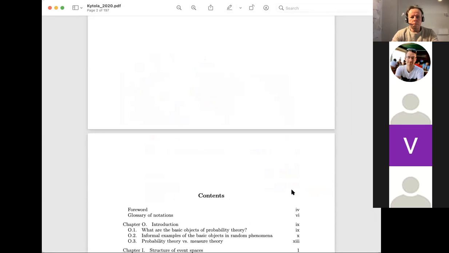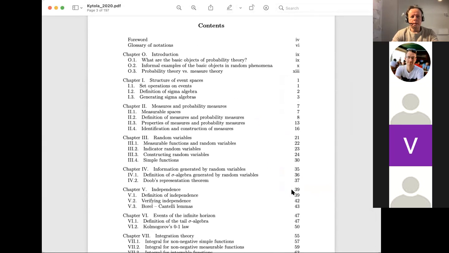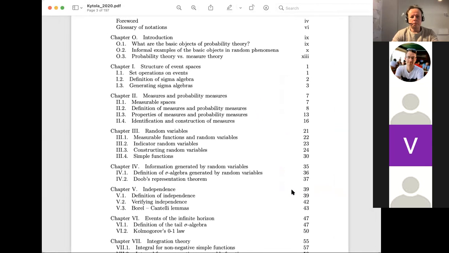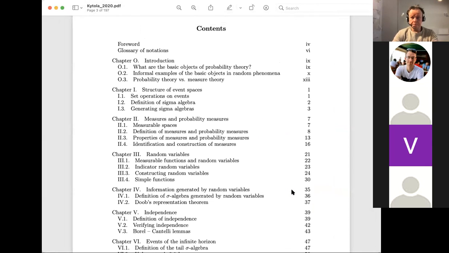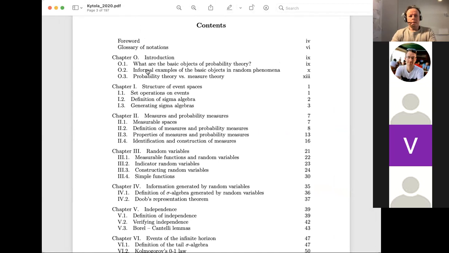And the first thing to look at is the table of contents. So what is in this lecture note? There's a little introduction. It's a good read. So what are the objects of probability theory, and a couple of examples, and then discussion about probability theory and measure theory, how they are similar, how they are different things as subjects of mathematics in general.